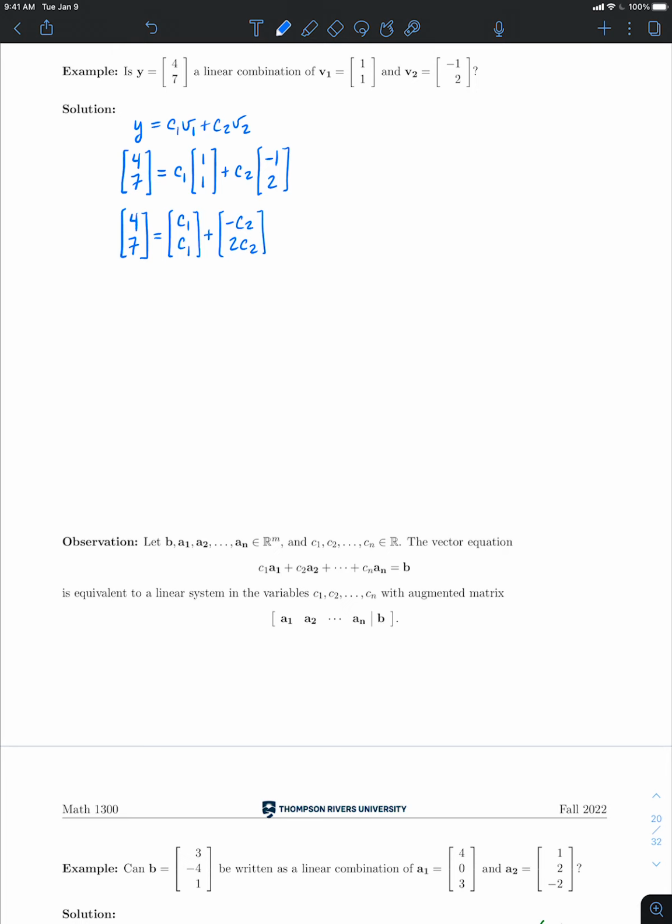Okay, and then now there's vector addition on the right-hand side. Again, I don't know what c1 and c2 are, so I don't know what all those entries are, but I do know the rules that I would follow to add them up. So I can still add them up. I'm just going to have c1s and c2s floating around, and that's okay. So on the right-hand side, the first coordinate, I'm going to have c1 plus negative c2, which is just going to be c1 minus c2. And then for the second coordinates, if I add up these, I'll get c1 plus 2c2. And that's what I mean when I say the right-hand side is also a vector.